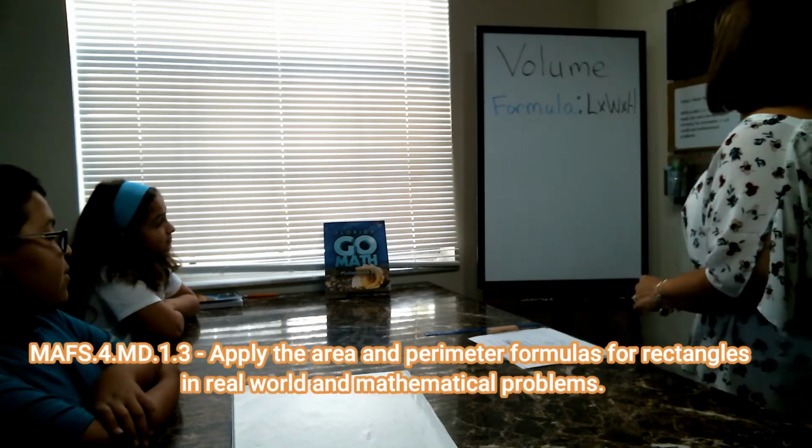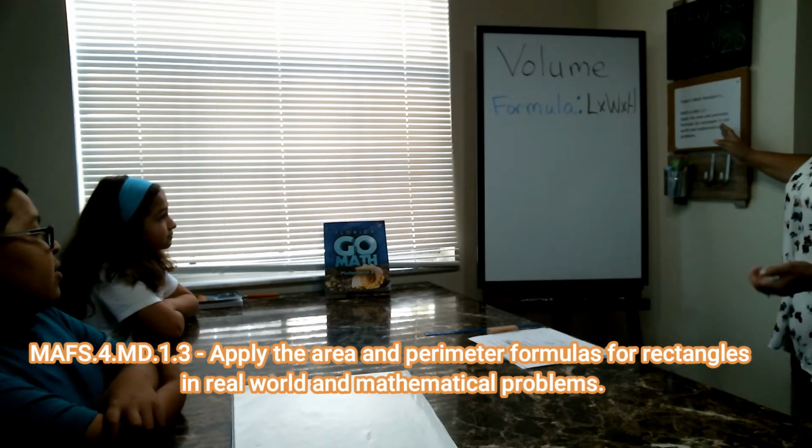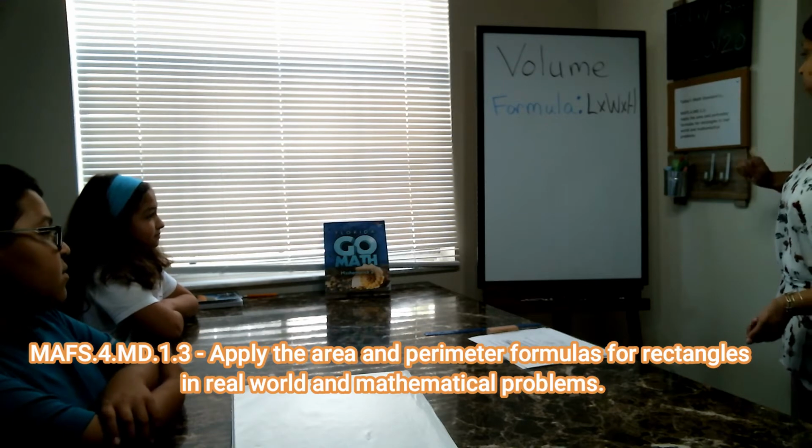All right, today's objective for math is to apply area and perimeter formulas for rectangles in real world and mathematical problems. What that simply means is that we will be measuring volume. Now, you've heard the term volume several times during science, as we've been talking about the physical properties of matter. So volume is also a physical property. And today we're going to practice measuring rectangular, three-dimensional shapes, and some other objects.